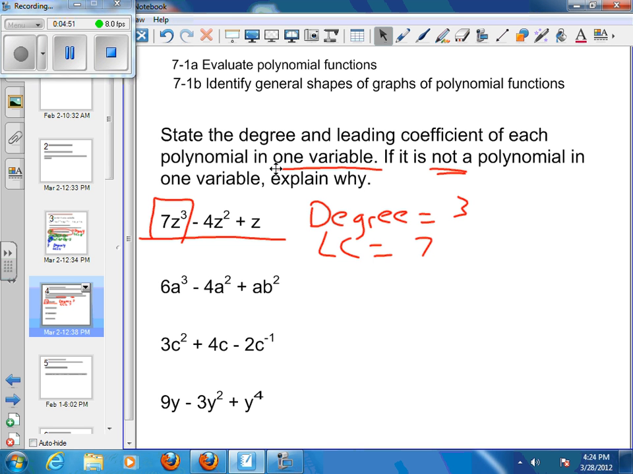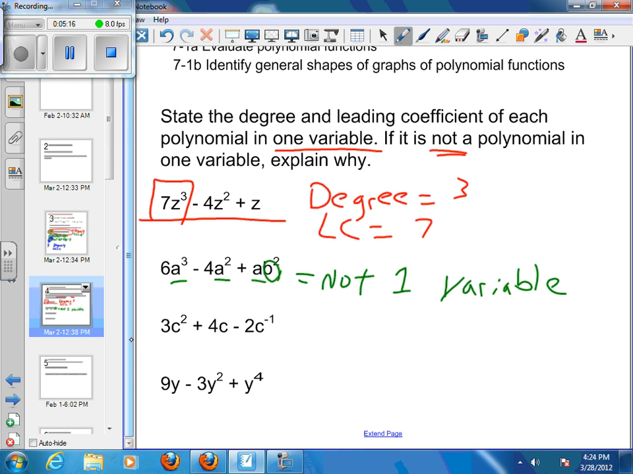Looking to the next one down, what to look for is one variable. We've got an a, we've got an a, we've got an a, we have a b. So not one variable. It's not a polynomial in one variable because it uses two variables, an a and a b.